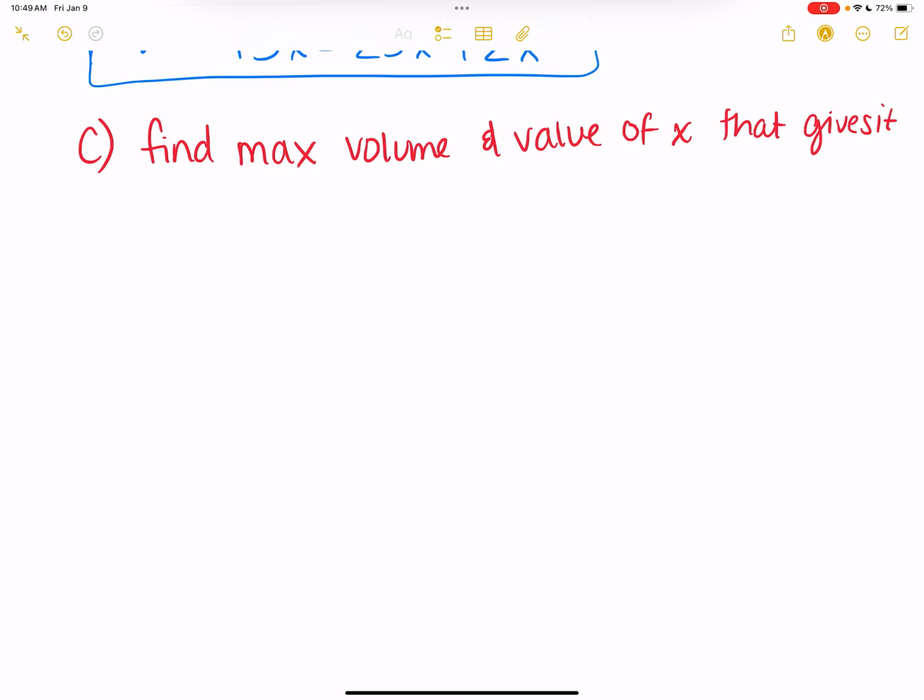That's what I'm saying. Maybe I typed it in wrong. 75x minus 25x squared plus 2x cubed. I think that's what it was. Oh, wasn't it? Yeah, that's what it is. I have no idea.